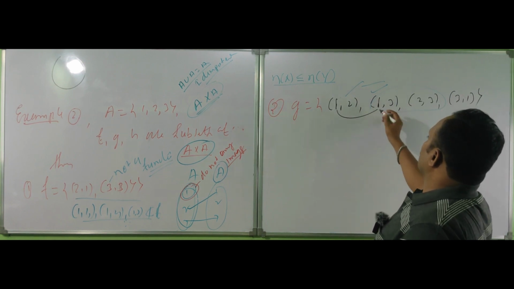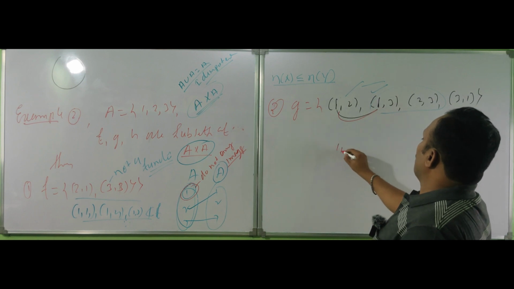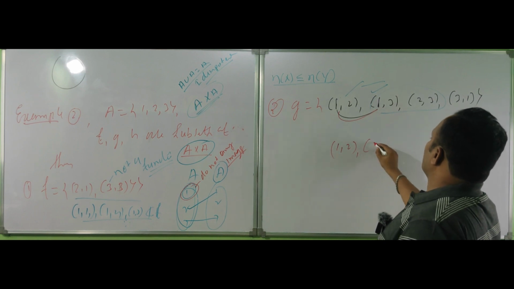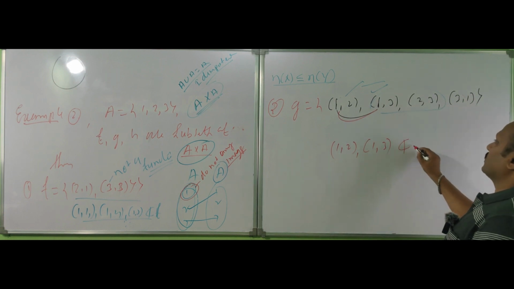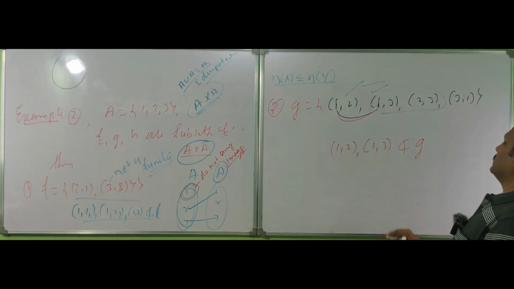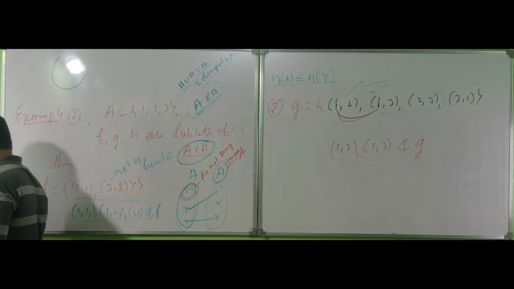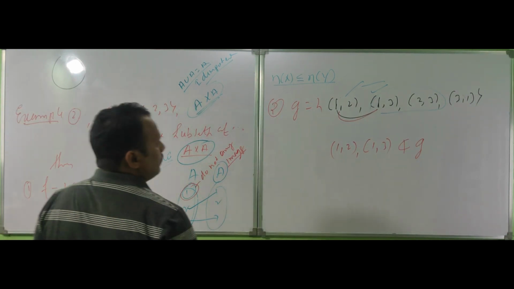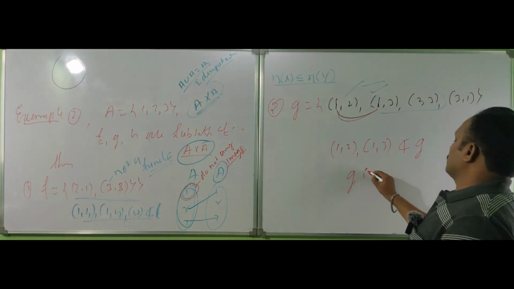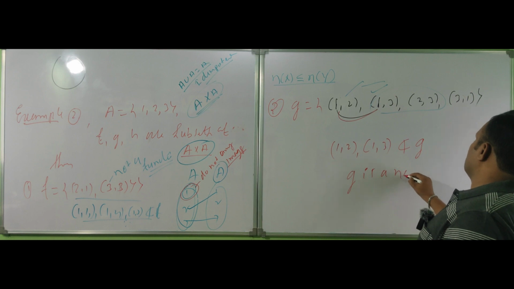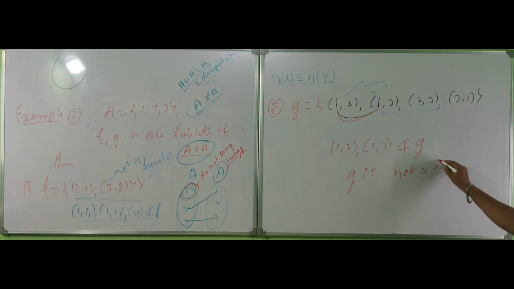See, one, this and this. I am writing correct, I am getting confused. 1 and 3 should not belong to G. Yes sir, we'll reset it. 1 and 1 3. Therefore G is not a function.